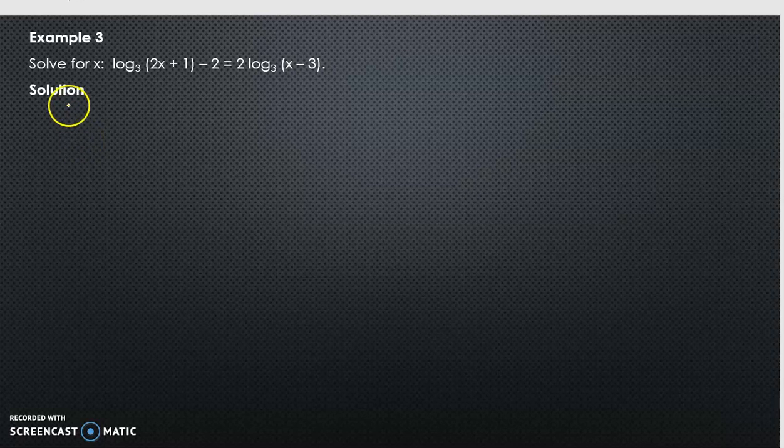Now we look at example 3. Solve for log base 3 of (2x plus 1) minus 2 is equal to 2 log base 3 of (x minus 3).